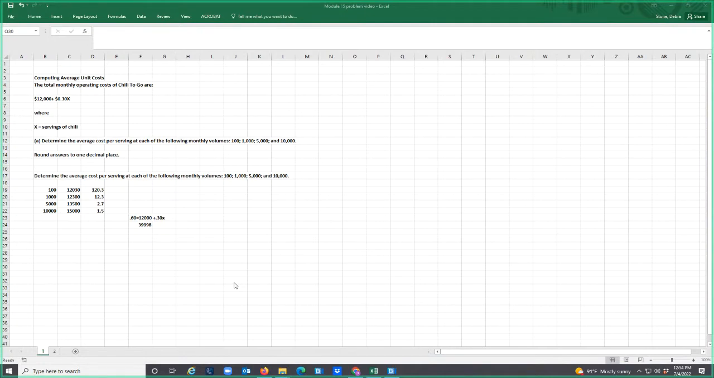0.30x, the equation of the line. And x is the servings of chili, and you're going to determine the average cost per serving at each of the following volumes. So you have to compute it at 100, 1,000, 5,000, and 10,000, and then round your answers.